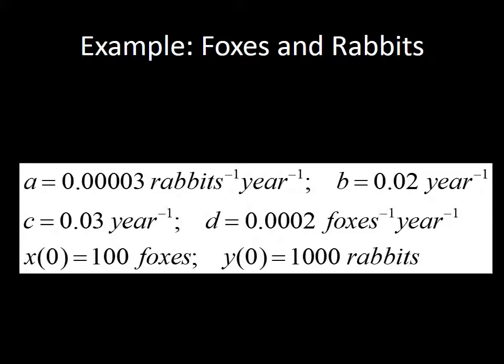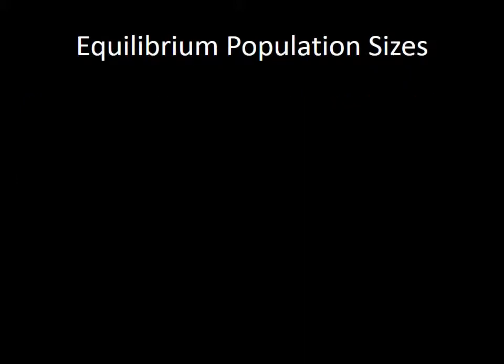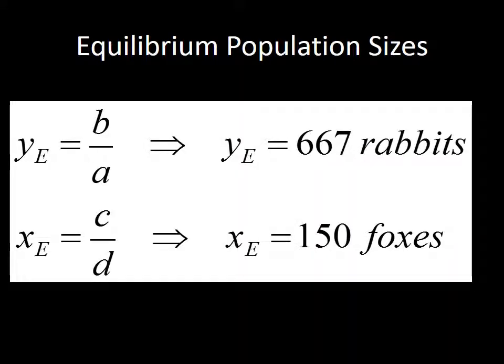So let's do that, and you can actually do the calculation, and if you do, you come up with equilibrium populations of, in this case, 667 rabbits and 150 foxes. So if the system were to stabilize, these would be the values of coexistence of foxes and rabbits given these dynamics. Okay.